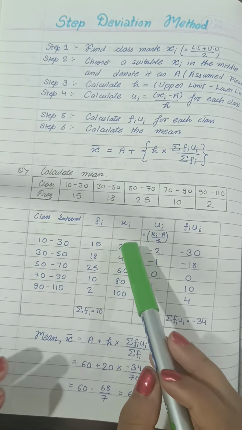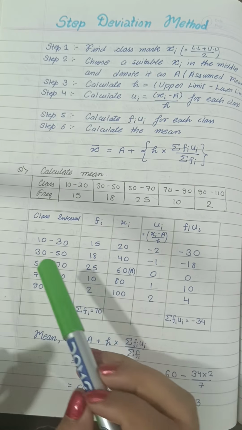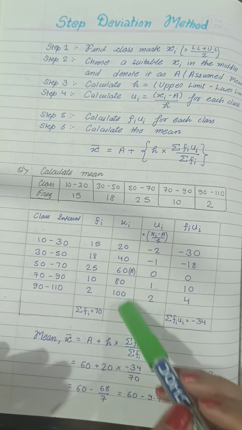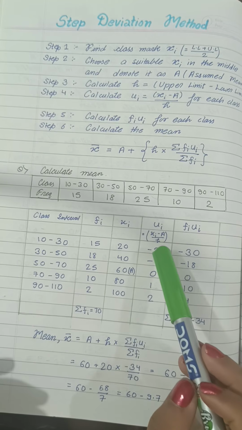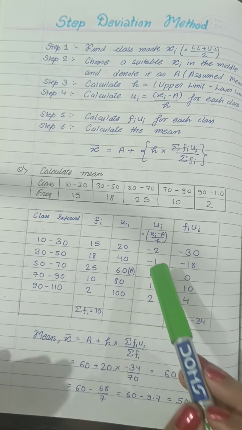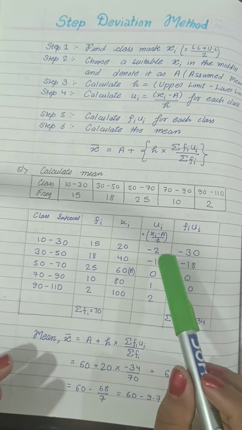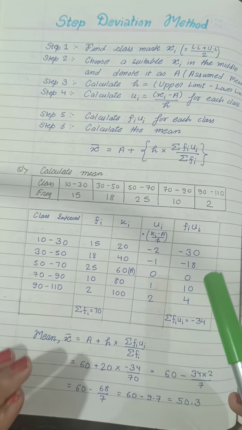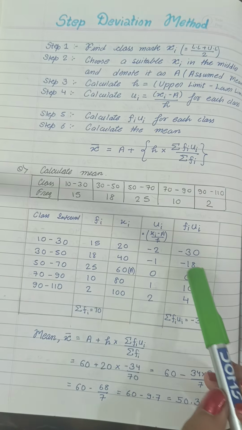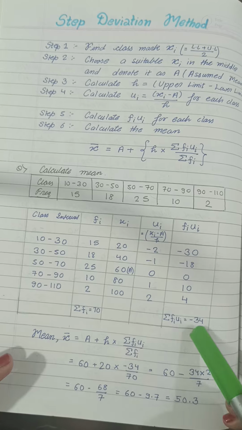fi we have noted, then for xi we have calculated upper limit plus lower limit divided by 2, like that. Then for ui we have calculated xi minus a upon h. Then once we got ui, we did the product of frequency and ui. So we got minus 30, minus 18, 0, like that.